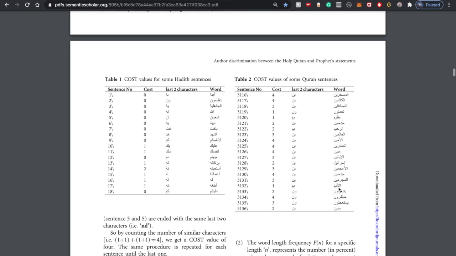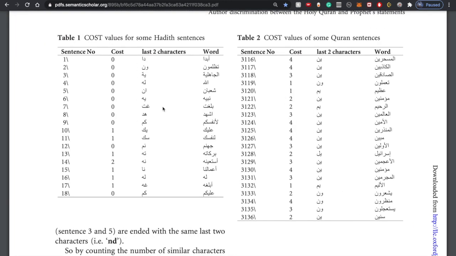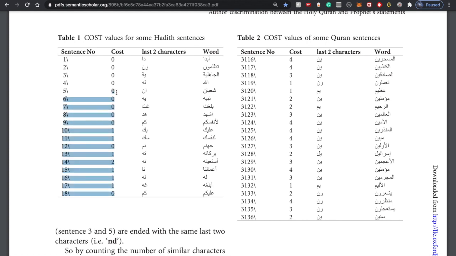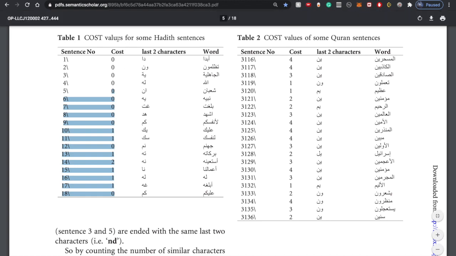If we look at the Quran and the Hadith and the cost values, we see that they're very different, right? So looking at the cost values for some Hadith, we're finding 0, 0, 0, 0, 0, 1, 1, 0, 1, 2, 1, 1, 1, 0, right? So clearly the author of the Hadith, which is Muhammad, of course, because these are his statements, is not really interested in cost values, right? This type of speech.